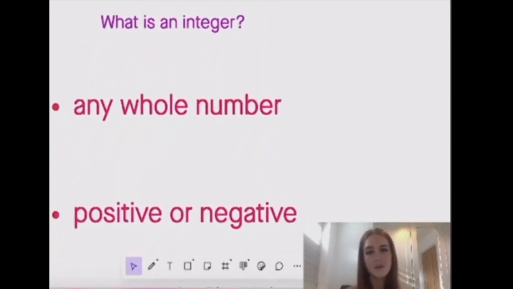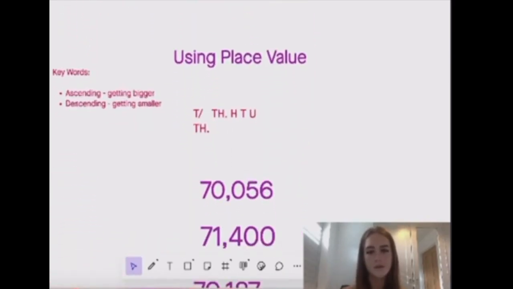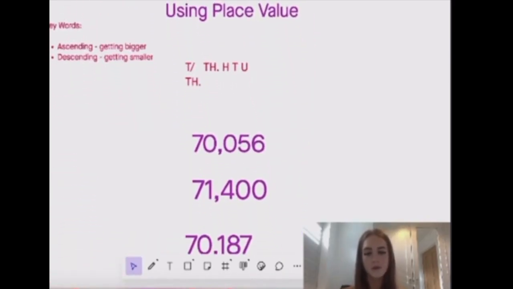An integer is just a posh word used by the curriculum, and what it means is any whole number. So, this can be positive or negative, so we're going to be thinking about both positive and negative numbers in this video. So, let's start off with the positive numbers.